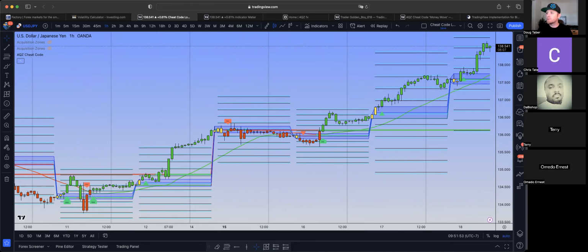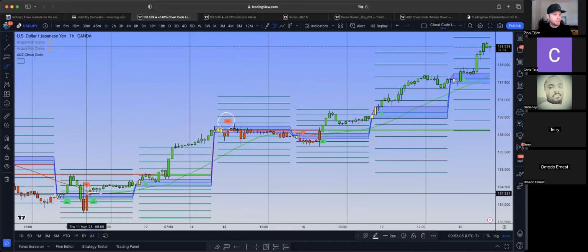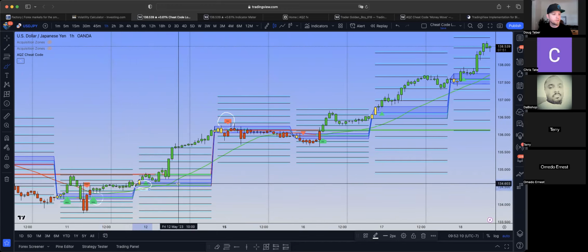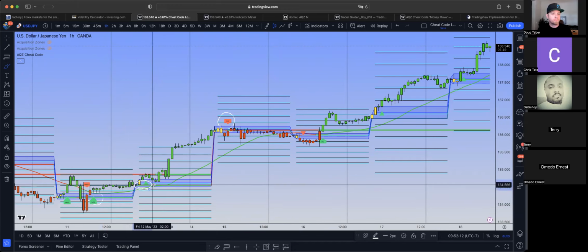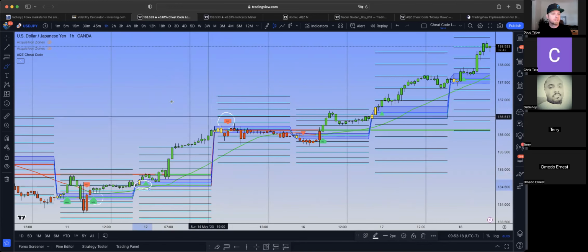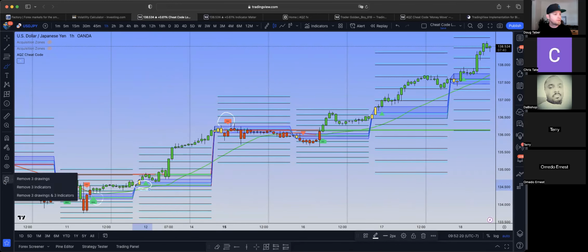Next, we're going to review the alert system. This is a very basic way to alert ourselves on Dollar Dash and Money Move. You can also alert yourself on these signals. You can alert yourself on the trend based on where price is, and we'll review those alert options.